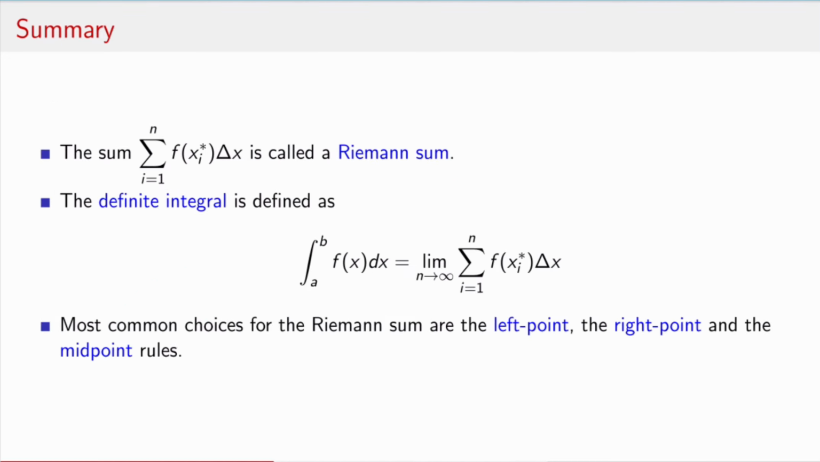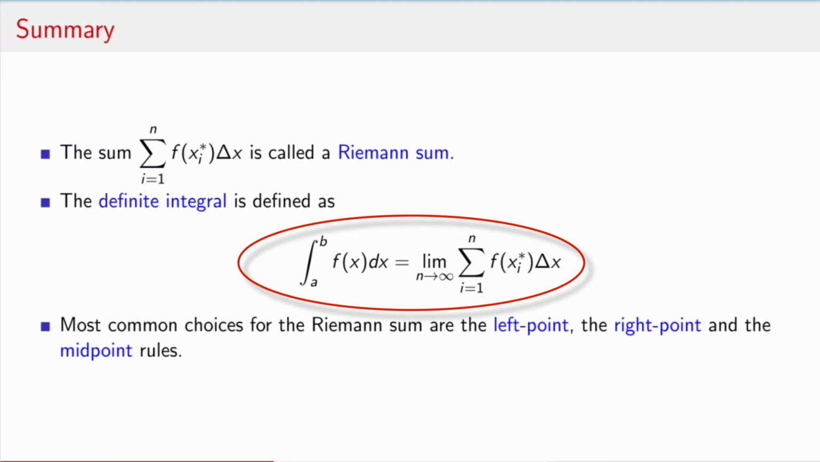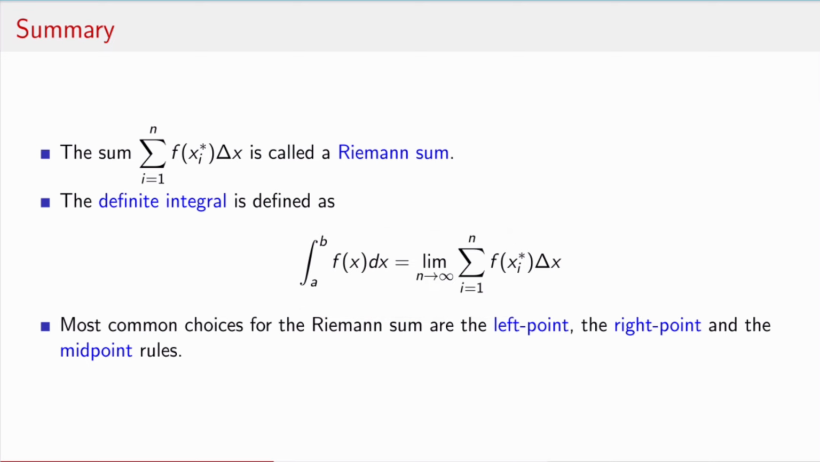So let me summarize. This sum, i from 1 to n of f of xi star delta x, is called the Riemann sum, and the definite integral is defined as a limit of these Riemann sums. And it is a limit for n to infinity, meaning the subdivision becomes finer and finer, and we get closer and closer to the integral. The most common choices for the Riemann sum are the left point rule, the right point rule, and the midpoint rule.